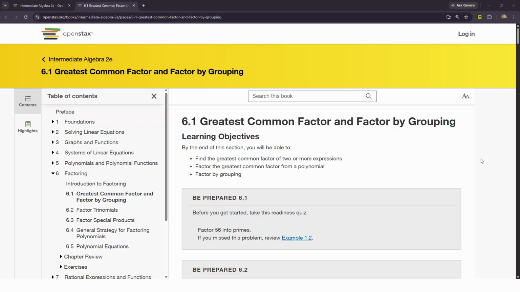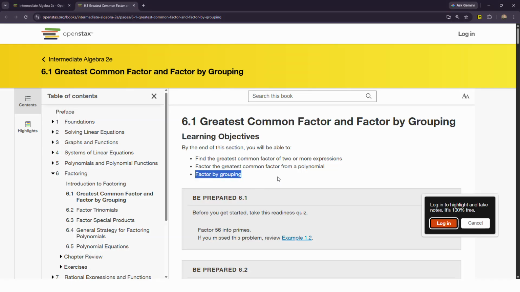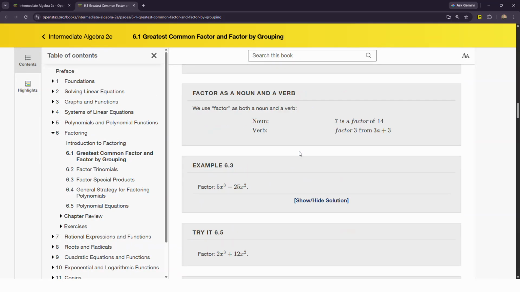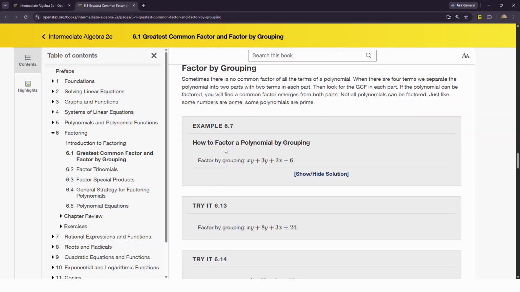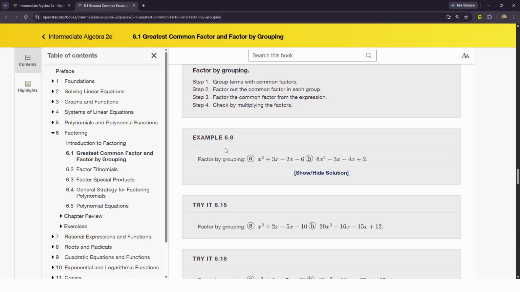Now, if I look at the textbook itself, we are again in chapter 6.1. We're looking at the final learning objective, factor by grouping. You can find the two previous learning objectives in prior videos. If I scroll down to the section you're looking at, you're looking for the subheading, factor by grouping, which includes some chapter reading along with examples and some practice problems.